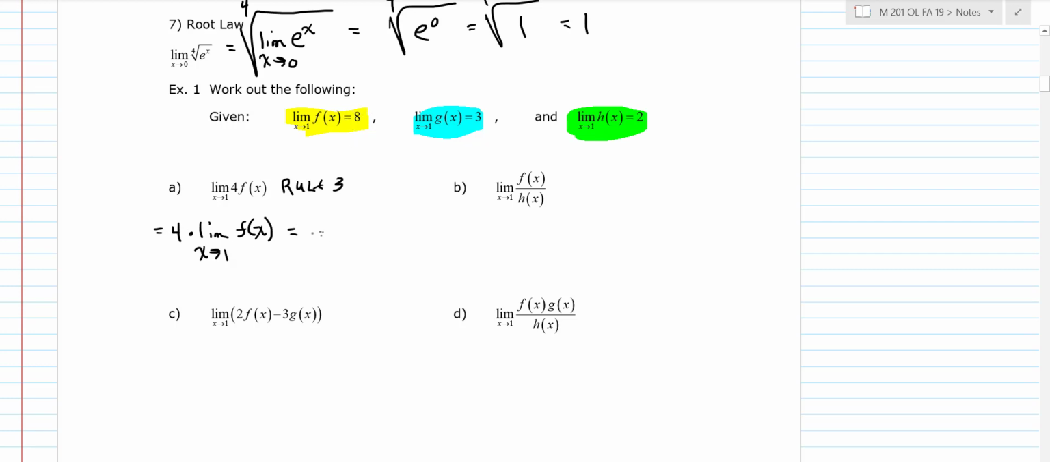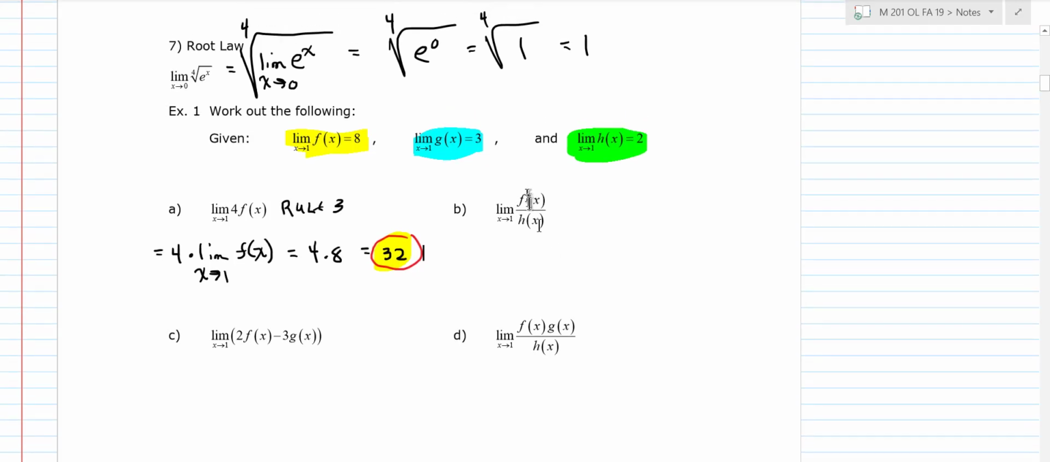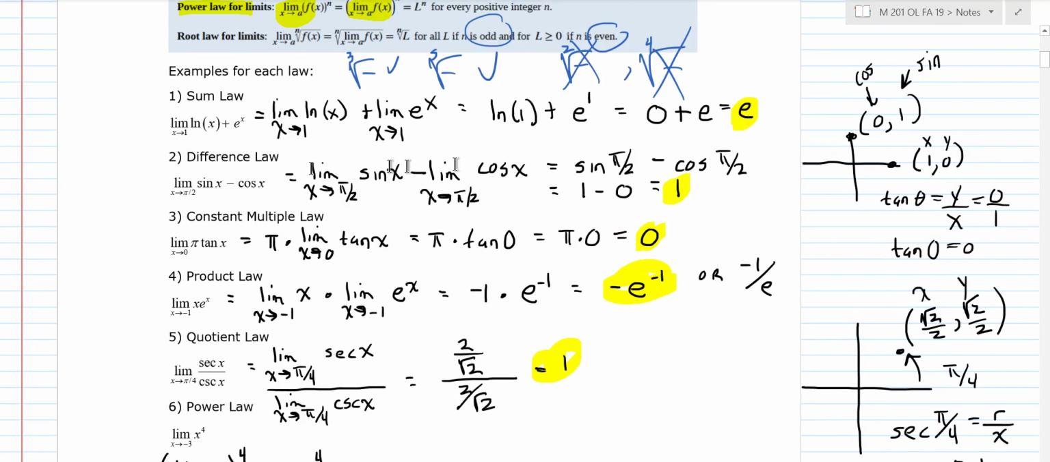So that would be 4 times 8. Therefore, the answer to that problem would be 32. All right, so that's what I'm wanting you to do on these problems, is show that you understand how the limit laws work. Okay? All right, next one, you're going to use the quotient rule.